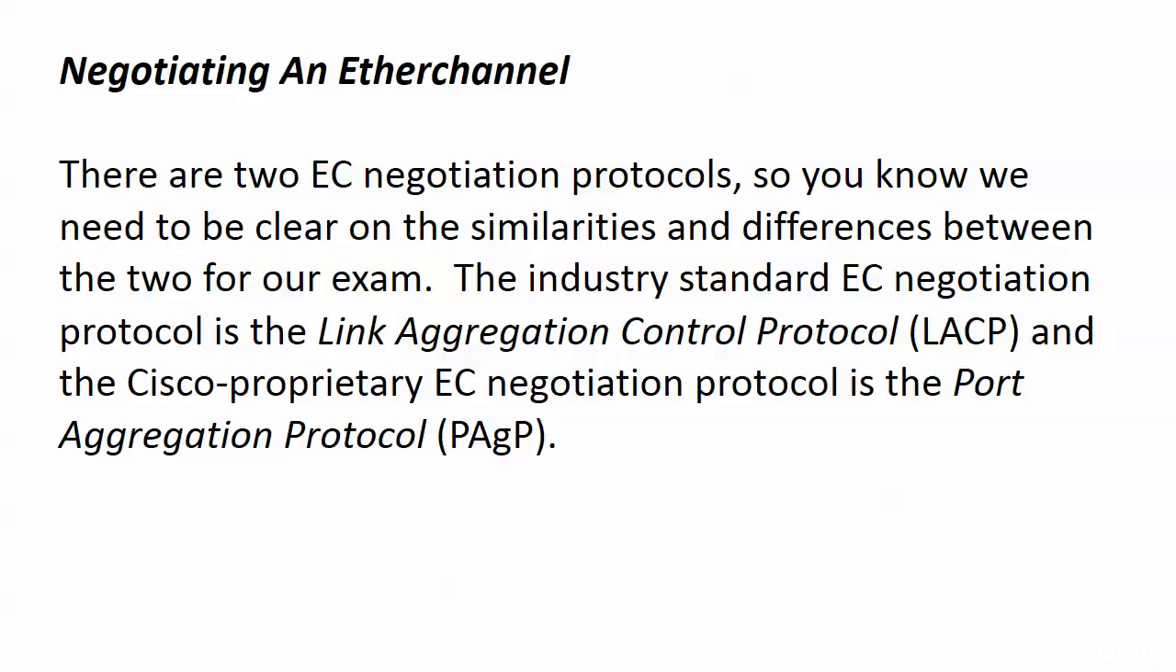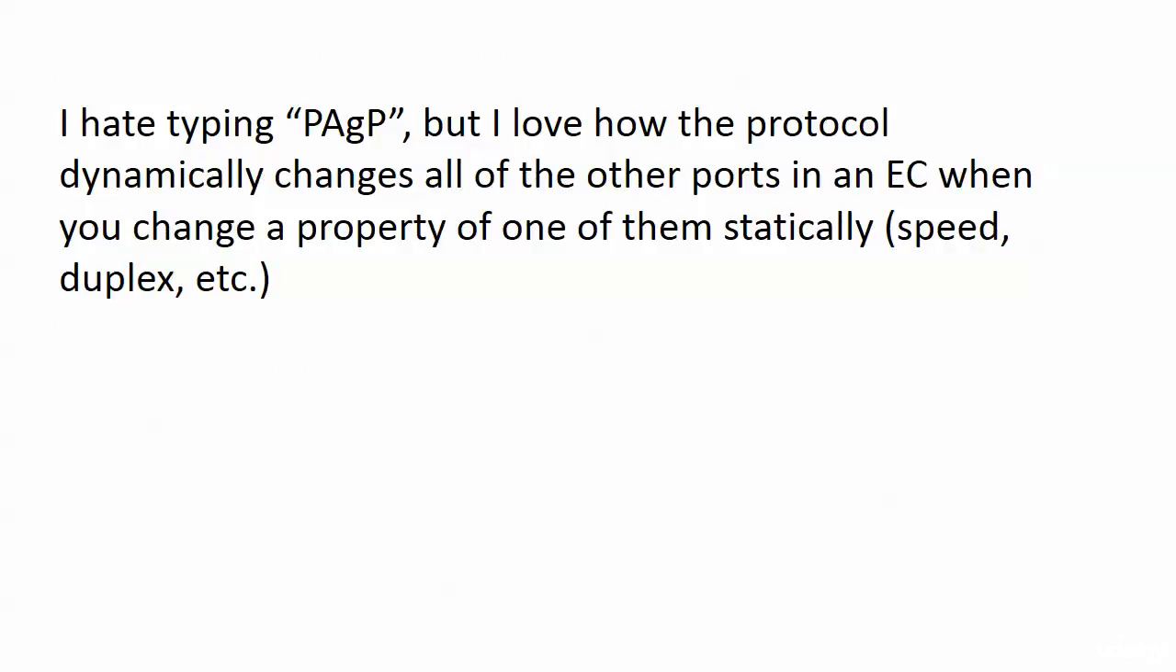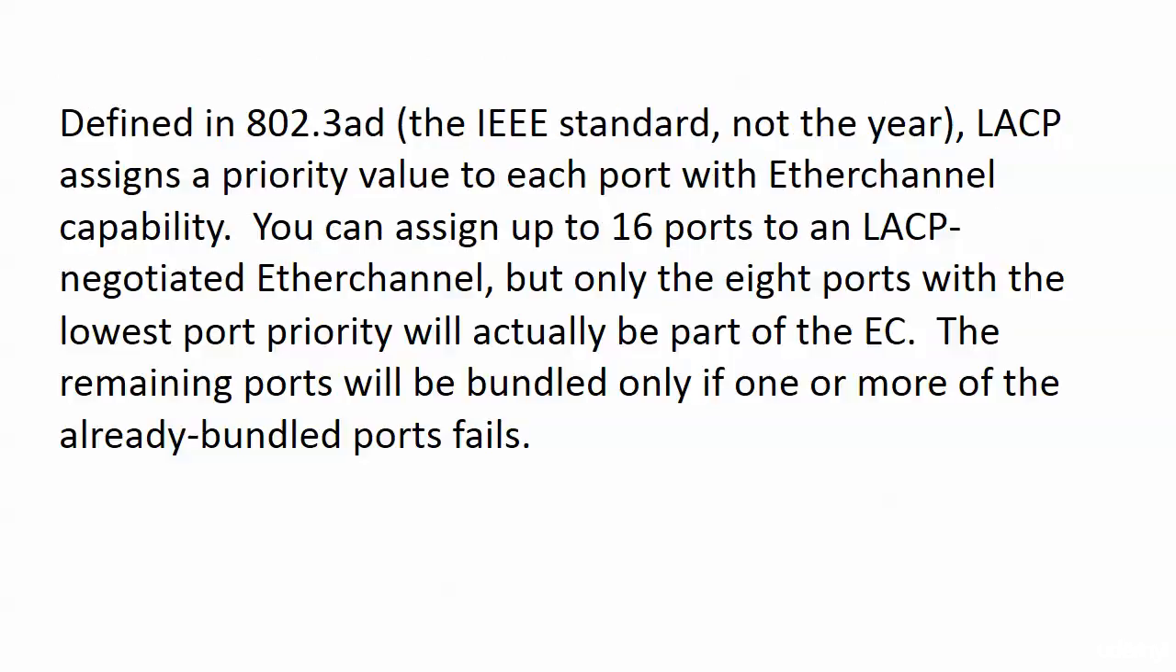Now, the industry standard EtherChannel negotiation protocol, that's LACP, the Link Aggregation Control Protocol. The Cisco proprietary EtherChannel negotiation protocol is the pain in the butt to type, Port Aggregation Protocol, PAgP, lowercase g, uppercase P. And while you might not like typing PAgP a couple hundred times in another book, you might love how the protocol dynamically changes all of the other ports in an EtherChannel when you change a property of one of them statically, whether that be speed, duplex, or another setting. So you can see where that would possibly come in handy. And of course, anytime you change speed and duplex on one end of an EtherChannel, you're going to need to do it on the other.